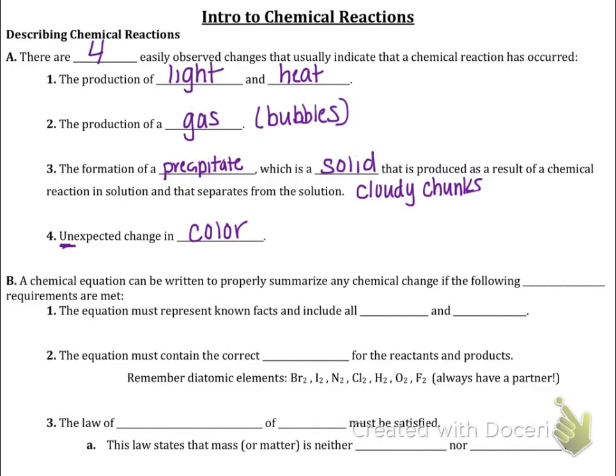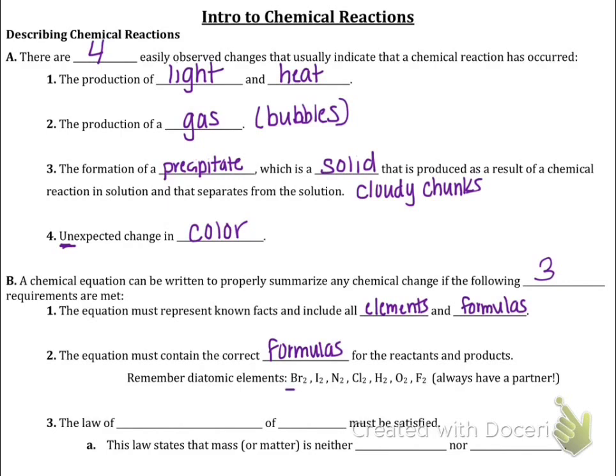So a chemical equation can be written properly if the following 3 requirements are met. You need to make sure that all equations have all the correct elements and or formulas. They have to be written correctly. So later on when you write out your formulas, you have to make sure that they are correct. Formulas such as diatomics are really, really important, that they are written correctly.